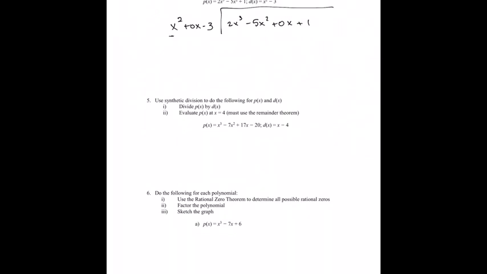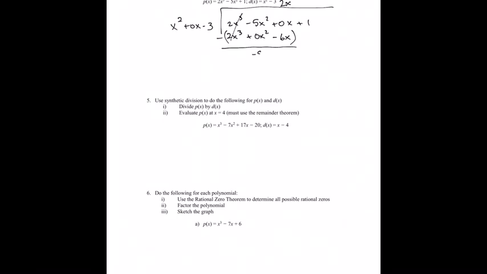Okay, x squared goes into 2x cubed, 2x times, multiply the 2x throughout this polynomial. It's going to give us 2x cubed plus 0x squared minus 6x. Now we subtract.